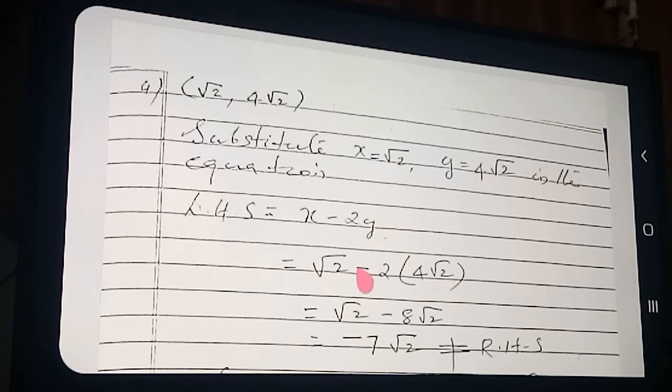So root 2 minus 2 into 4 root 2. So 4 into 2, how much is coming? 8. 8 root 2. So 1 root 2 minus 8 root 2. So how much will we get? Minus 7 root 2. Okay, are you clear?